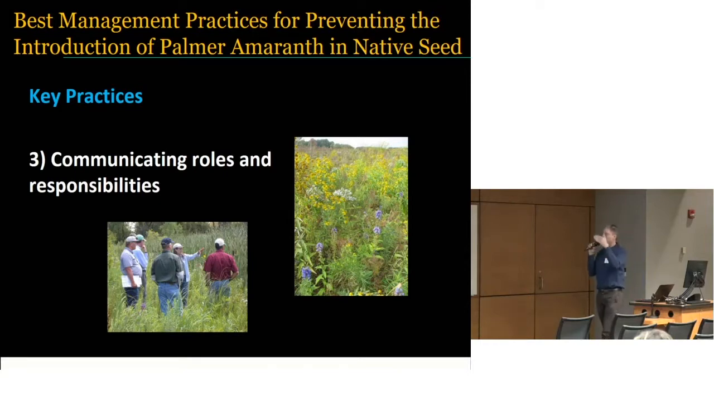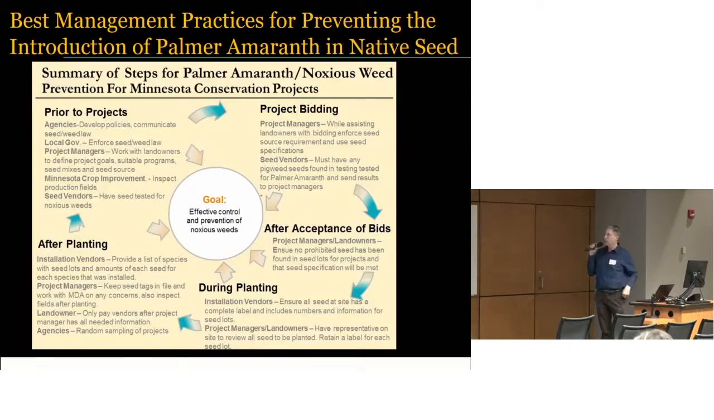And so this is a part about the restoration process where we start with project bidding, where project managers have a role, seed vendors have a role. After acceptance of bids, project managers and landowners have a key role. So here we're defining roles again and trying to communicate who should be thinking about different aspects of prevention during each phase, from project bidding to after planting, where there needs to be monitoring involved.